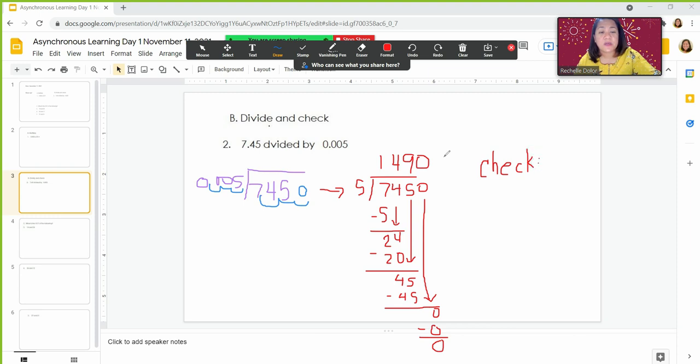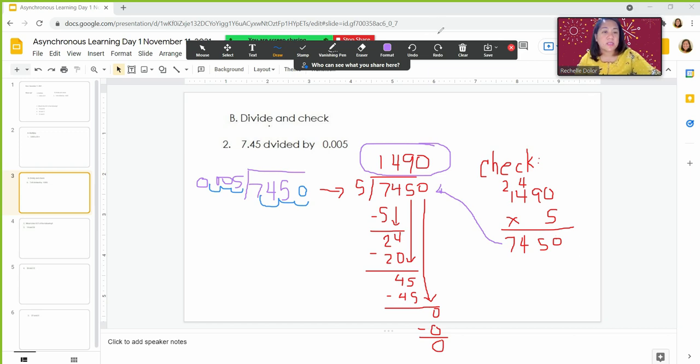What we're going to multiply is the quotient, which is 1,490, times 5. 5 times 0 is 0. 5 times 9 is 45. Carry 4. 5 times 4 is 20 plus 4, 24. 5 times 1 is 5 plus 2 is 7. Then our answer matches our dividend. So our answer of 1,490 is correct. I hope you got that correct also.